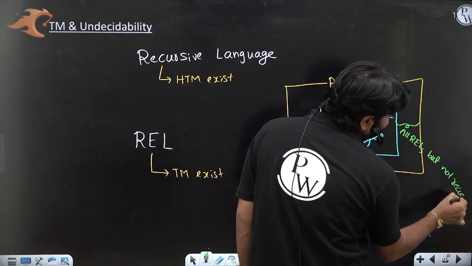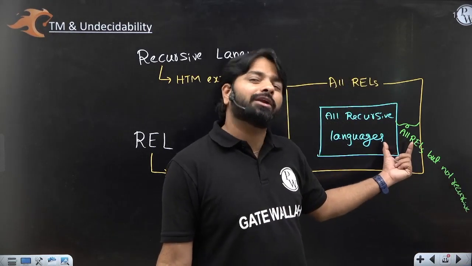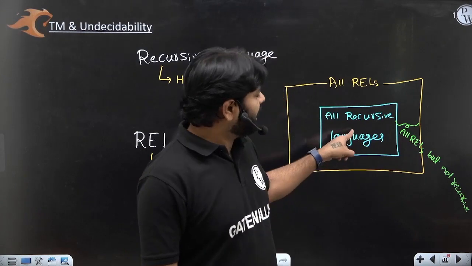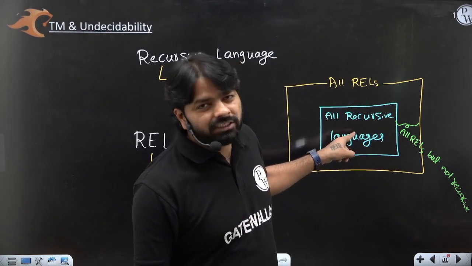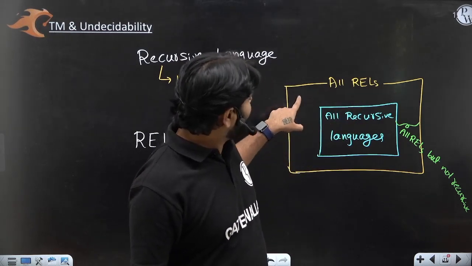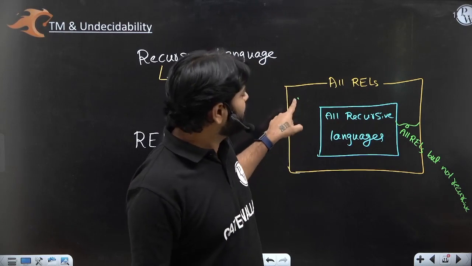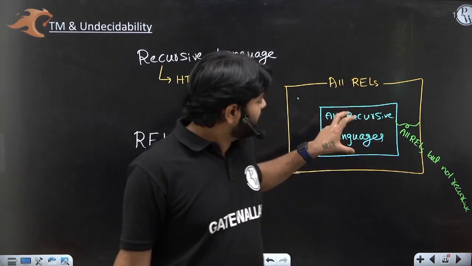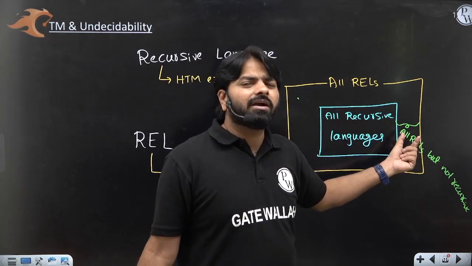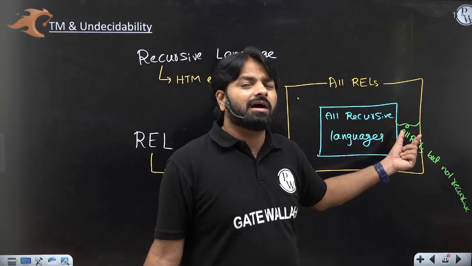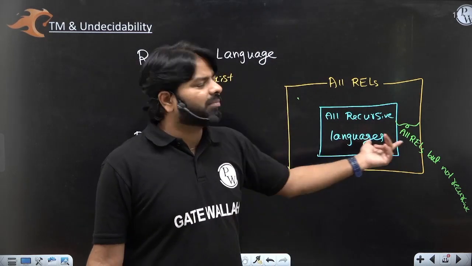What is the meaning of this? The meaning of this is they will have a Turing machine, but they don't have an HTM. These languages are having HTM, so hence they will also have a TM. But these languages are having TM, but they don't have HTM. So here three types of languages are there. Recursive, HTM always exists. REL but not recursive, TM exists but never have HTM. And REL, maybe recursive or maybe not recursive.